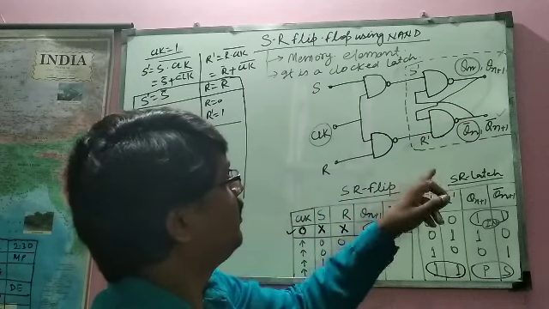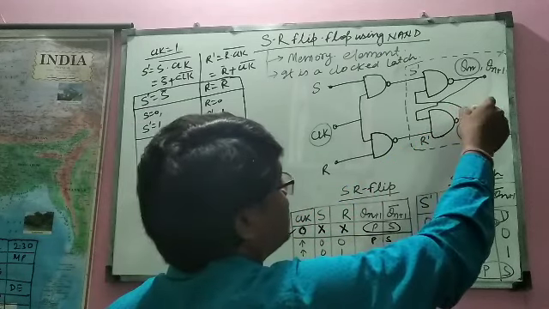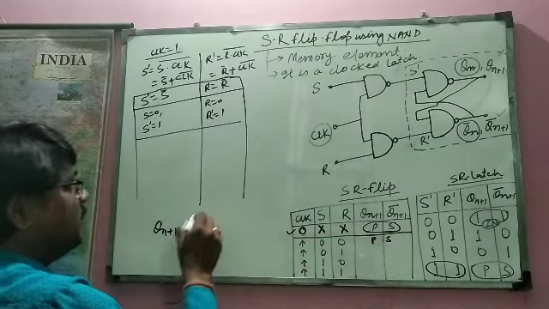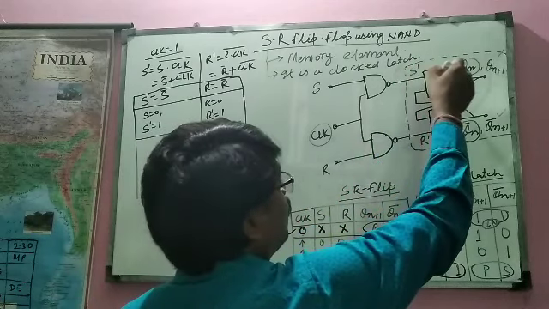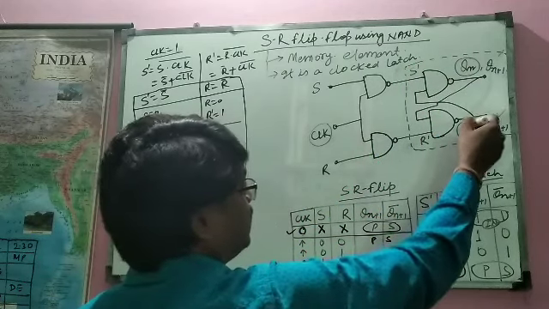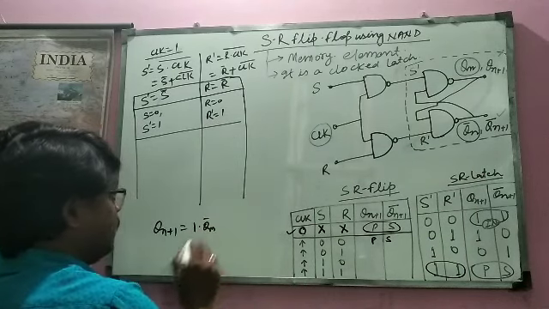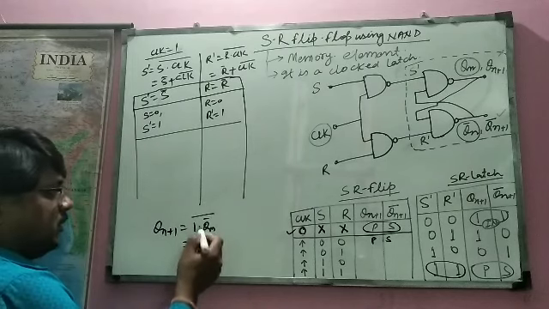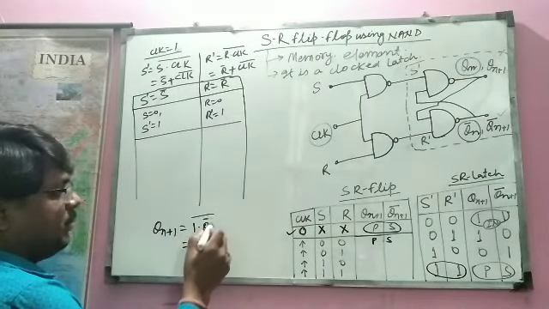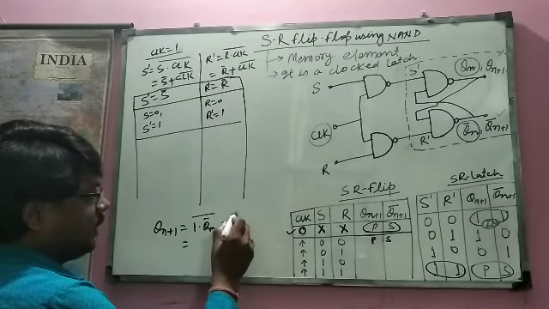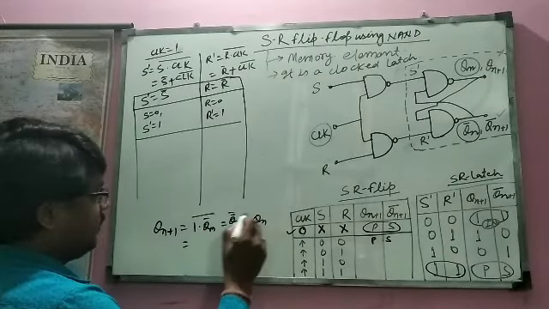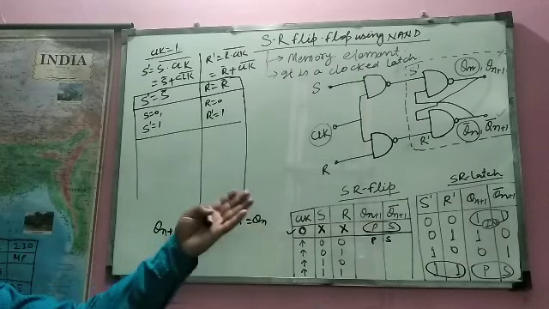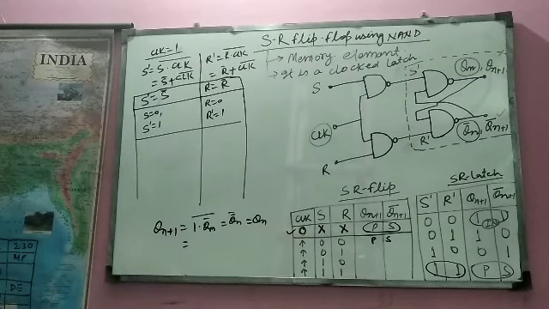One that is coming from here and one that is coming from here. So here it is 1. S dash is 1 into Qn bar, a whole bar. So what will be the value? 1 into Qn bar will be Qn bar only, and it is bar, so it will be equal to Qn. So the next state is equal to Qn.